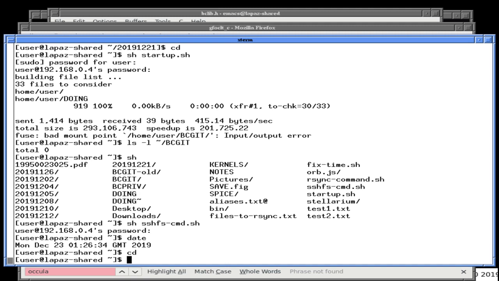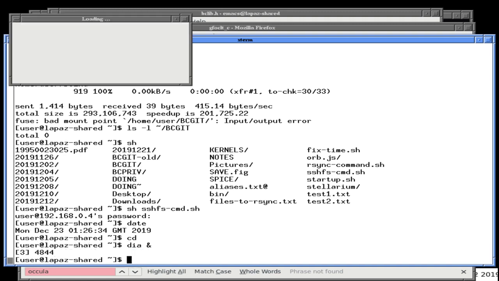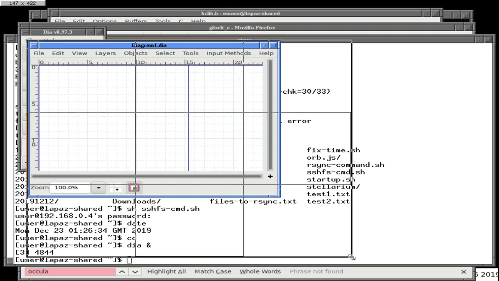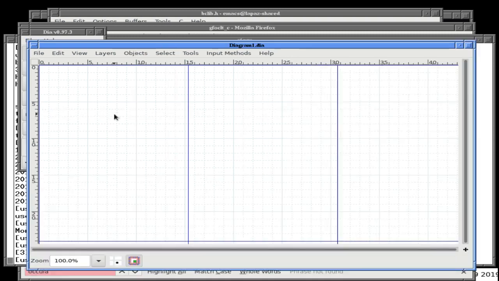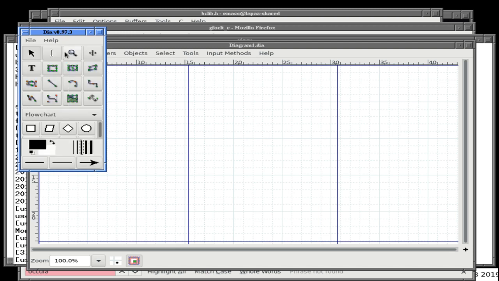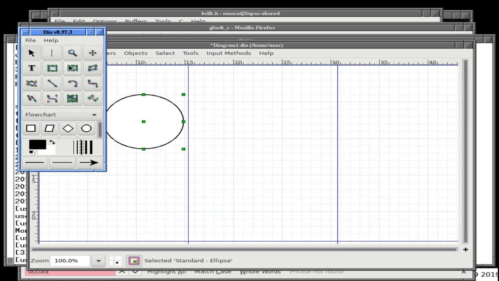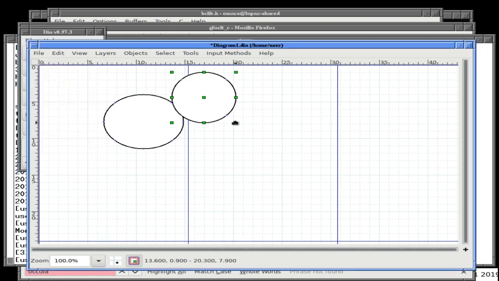Okay. I'm going to bring up Dia here just to see what we can do with it. I don't think this is going to work, by the way. But hey, what do I care? Okay, this is a little bit tight here. So we have an ellipse. I think there's a way to force it to be a circle, but I don't remember what that is. There's a key you can hold down. And we'll create another one. These are the two things that we're viewing.